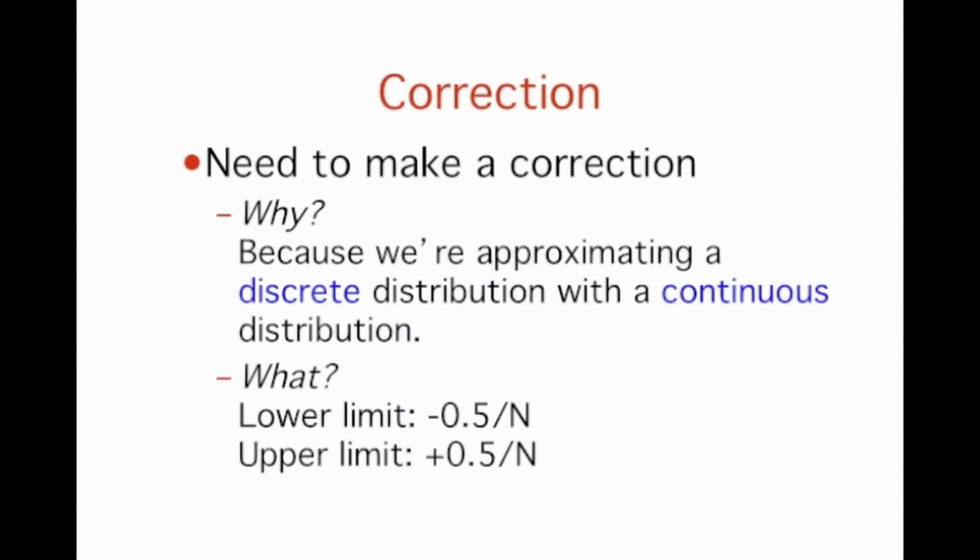Before we work out our interval, we need to correct for the fact that we are approximating a discrete distribution with a continuous distribution. In other words, our distribution is based on voting preference, which is either candidate A or B. It is not a continuous distribution, like the normal distribution. This correction involves subtracting 0.5 divided by n from the lower limit and adding 0.5 divided by n to the upper limit. If n is large, this correction makes very little difference. However, it can be important with small n's.